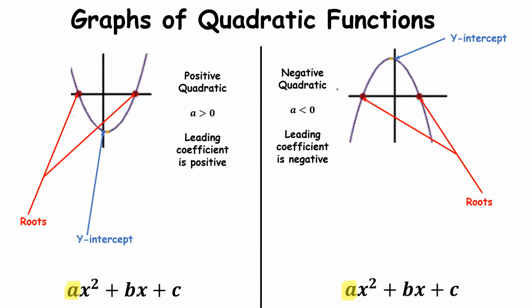The third thing that you might be able to see here is in yellow, and on the positive graph we have what's called a minimum turning point. On the negative graph we have what's called a maximum turning point.